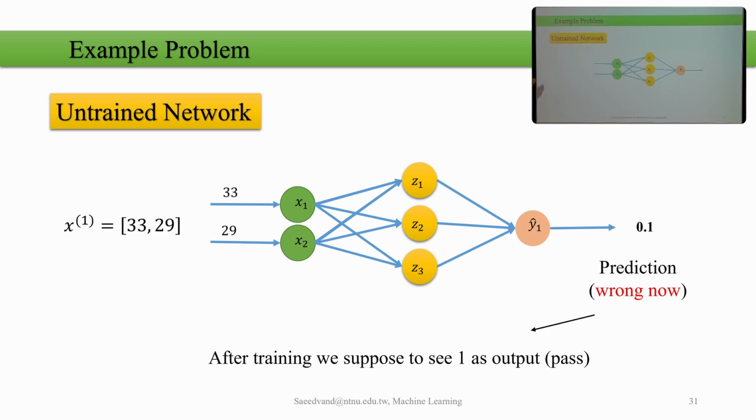Now, let's have a look at the untrained network. We have this network. Now, why this network? Because we have two inputs and one output. Two inputs, I put three nodes in hidden layer. Why three? You can change it. You can make it bigger and smaller based on the problem that you have.